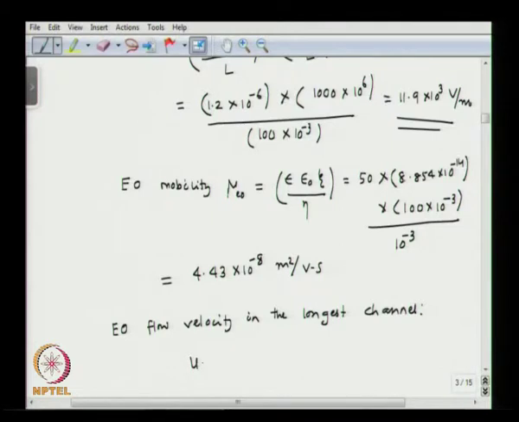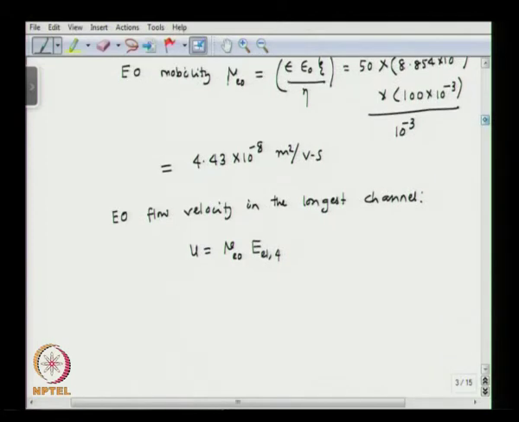So, U is going to be mu electroosmotic into the electric field, which is going to be 4.43 into 10 to the power minus 8 into 11.9 into 10 to the power 3. So, that will be 527 micron per second.